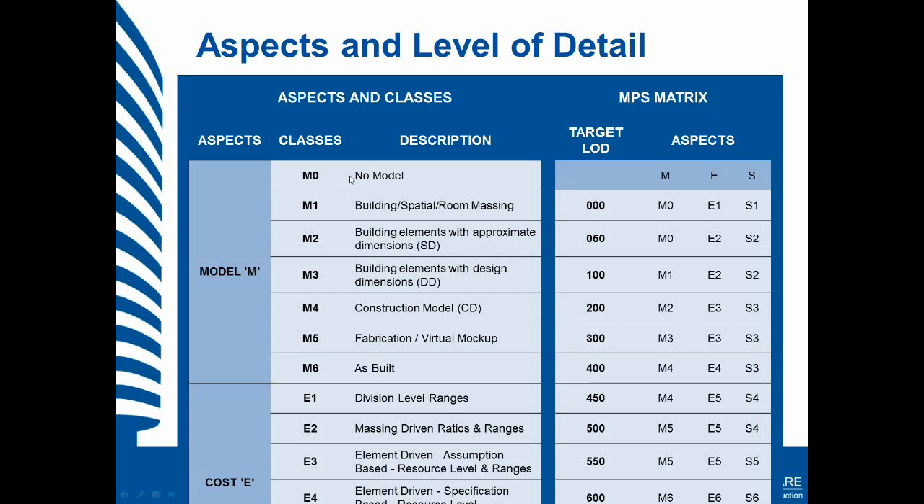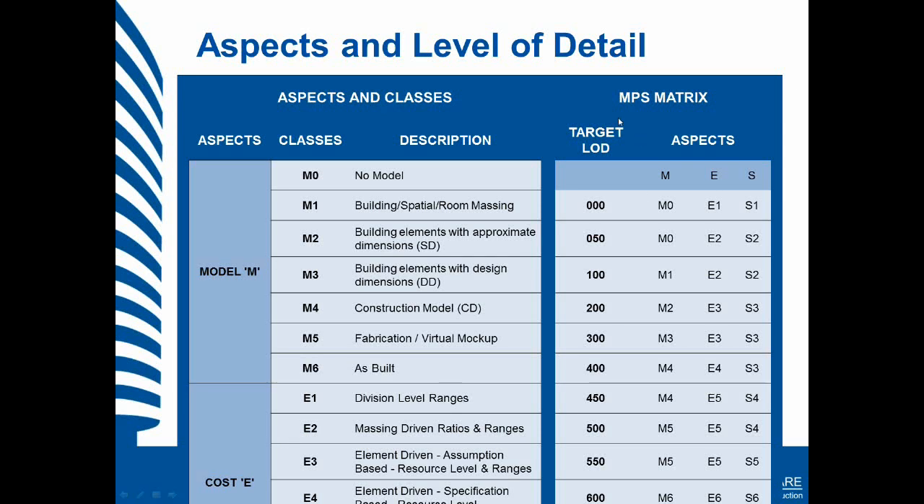For a model class M0, that would be the zero level of maturity for the model aspect. There's no model. Then an M1 class model would be a massing model. M2 would be building elements with approximate dimensions, all the way down to M6, which would be as built. Now we can do that for each of the aspects in your set of data: model, cost, schedule, and we mentioned as well that you could think about things like energy calculations, if that is an aspect that you want to include in your building information model.